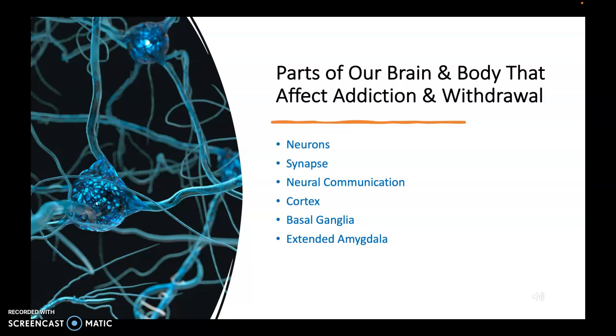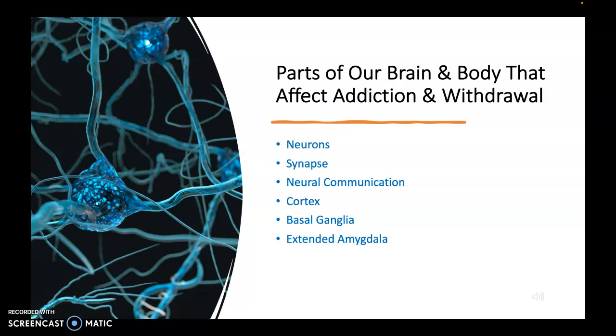Neurons communicate with one another through chemical messengers known as neurotransmitters. The neurotransmitters must pass through a small gap known as the synapse. This is where they attach to receptors, which is the process of neural communication. The key components of the brain that are closely involved and affected by drug use are the basal ganglia, extended amygdala, and the frontal cortex.